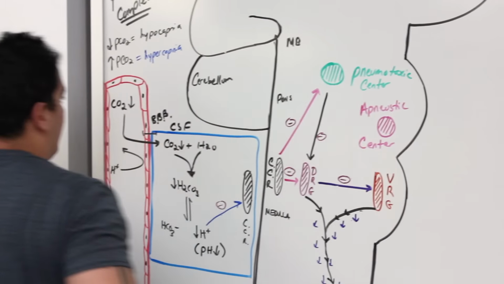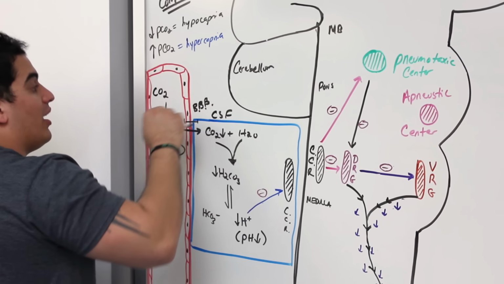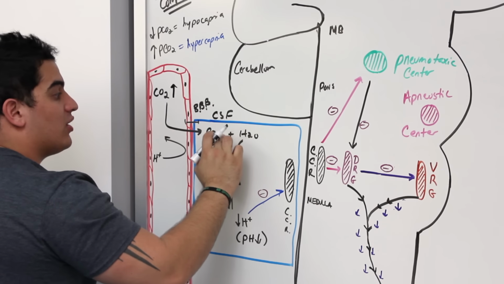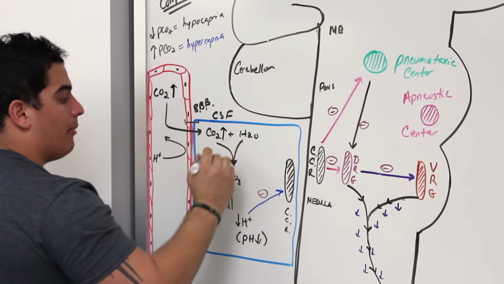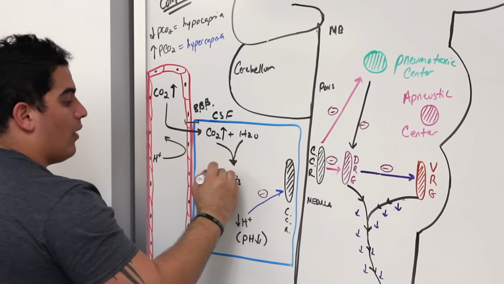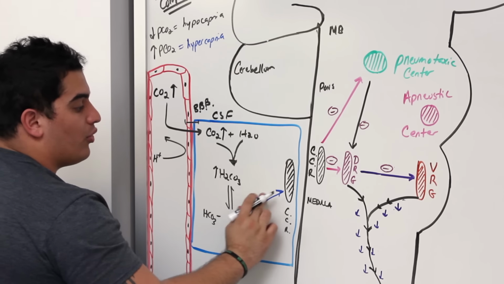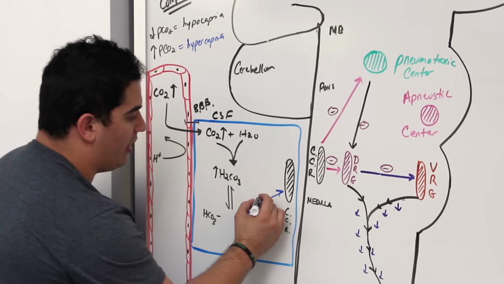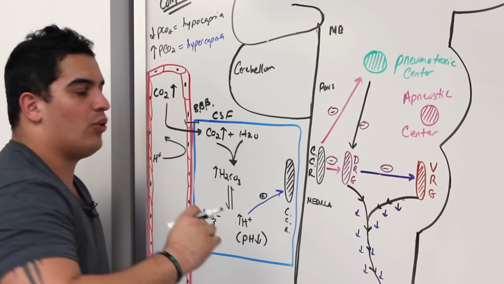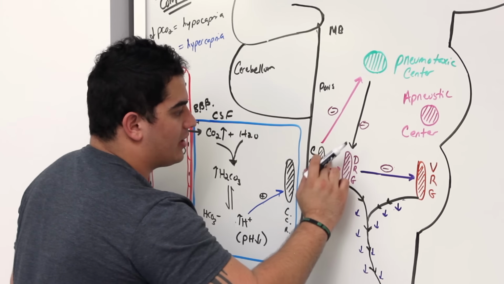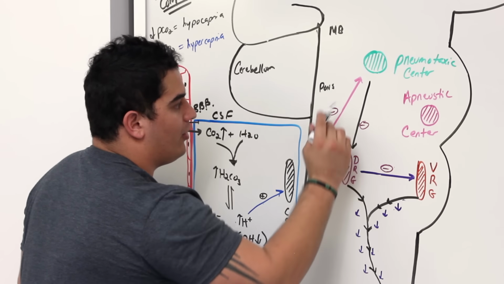If that happens, then what will happen to the CO2 levels in the blood eventually, right? It'll slowly start rising. If it slowly starts rising, this will go up. As this goes up, this will go up. And as that goes up, this will go up. And then what will happen? This will no longer be inhibited, and it'll start being stimulated, right? To allow for normal respirations to begin again.